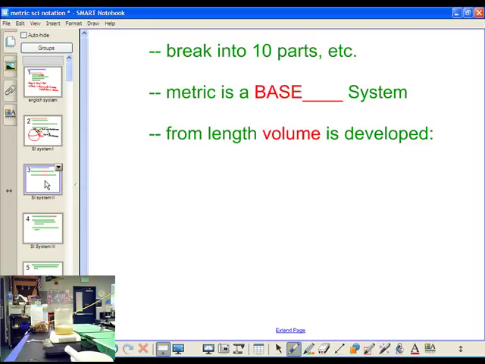So they break it so it's a base 10 system. Why do we like base 10 systems? Certainly English is not a base 10 system. Why do we like base 10 systems? What's our counting system? Well, what's our counting system? It's base what? When you go to math class, you go 1, 2, 3, 4, 5, 6, 7, 8, 9, 10, 11, 12. It's a base 10 system. It's our counting system, so we made it base 10.